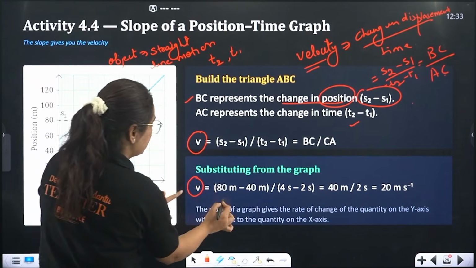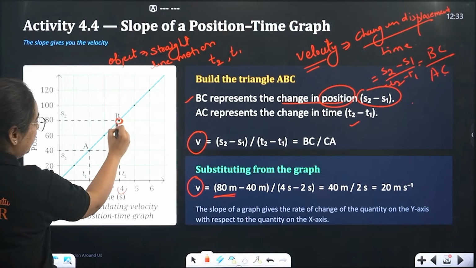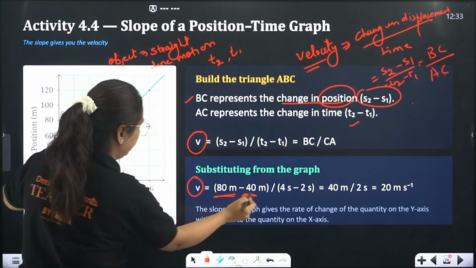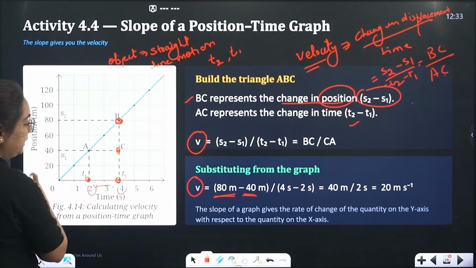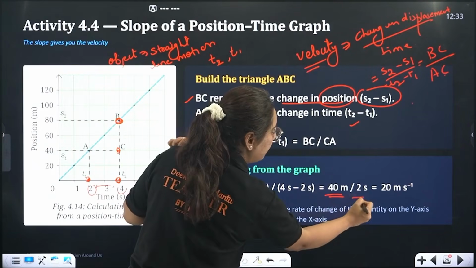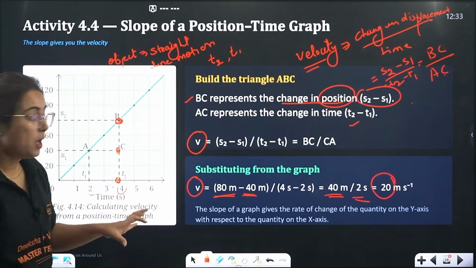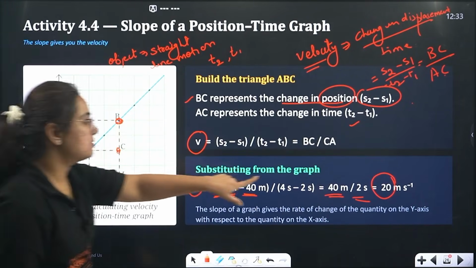Like V equals, so how much is S2? 80 meter. What is the distance covered here? 80 meter. What is the distance covered at C? 40 meter. Time taken at T2, that is 4 seconds. Time taken at T1, 2 seconds. If we calculate it, it becomes 40 meter upon 2 seconds, and hence the average velocity for an object moving from point A to point B becomes what?